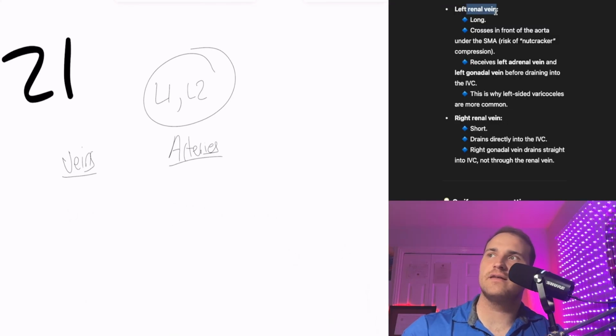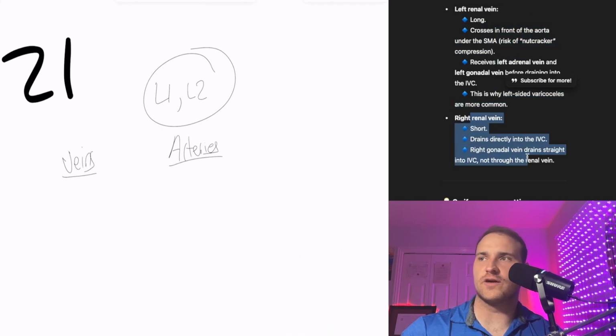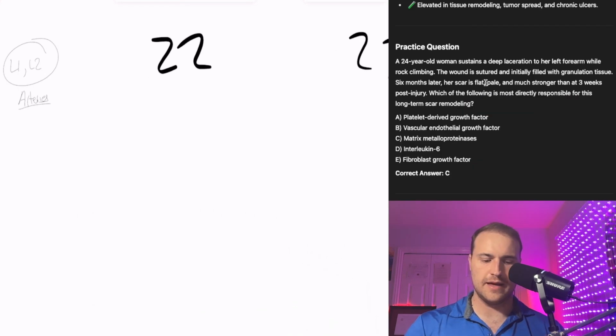So the left renal vein is long, crosses in front of the aorta, and receives the left adrenal vein, and that's why left-sided varices are common. The right is shorter and drains directly into the IVC. Okay, our next practice question.